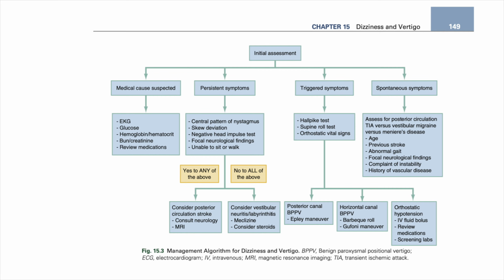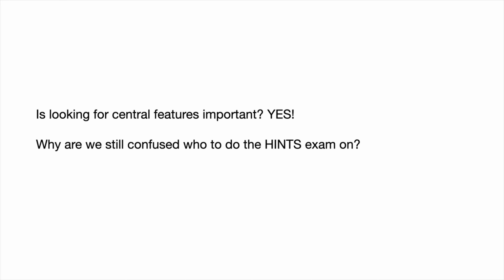The 10th edition of Rosen's Textbook of Emergency Medicine has an algorithm that states if you have persistent symptoms, you go straight to the 3 components of the HINTS exam. Then look for neuro findings after that, which I think is a backwards approach. You should screen for central features first, then apply HINTS. So the answer to how important it is to look for central features to help rule out a stroke?